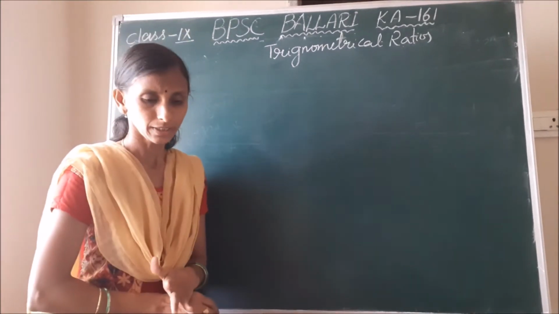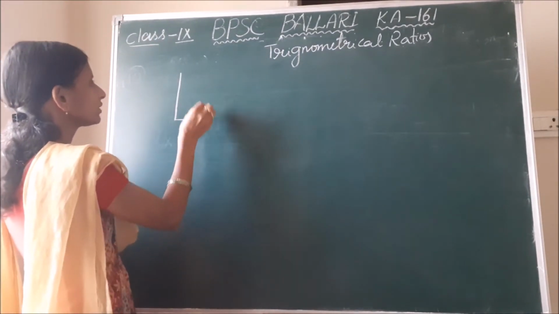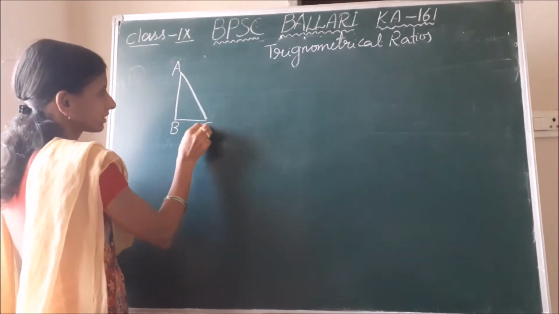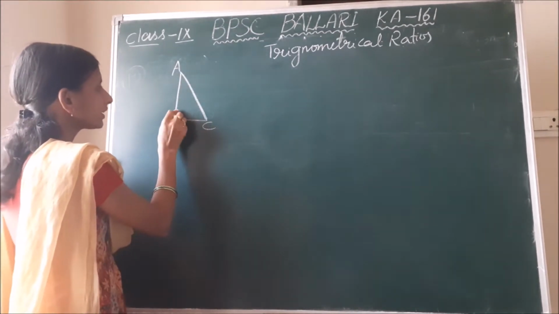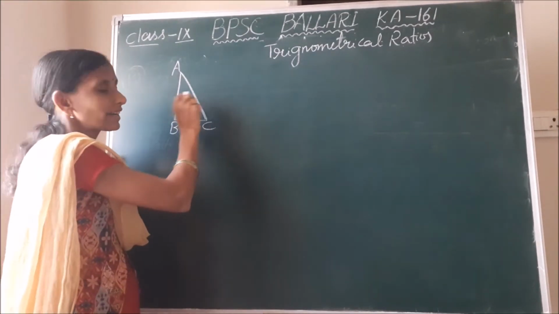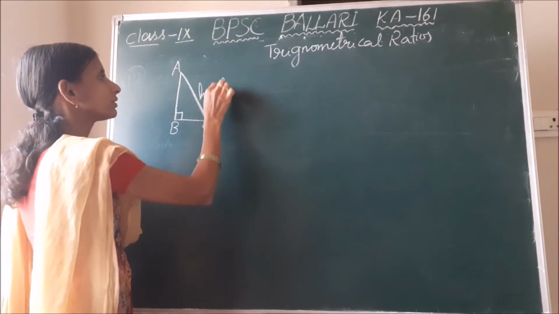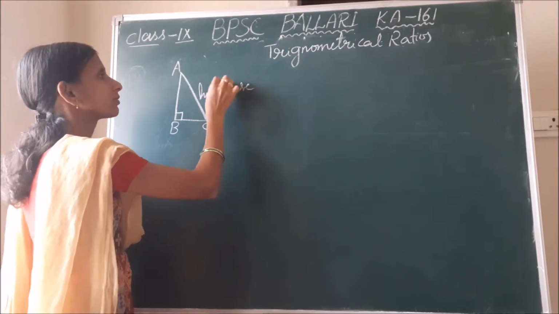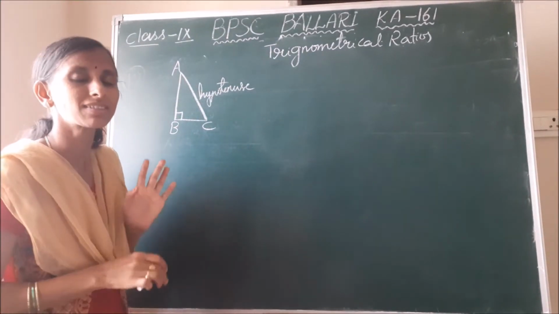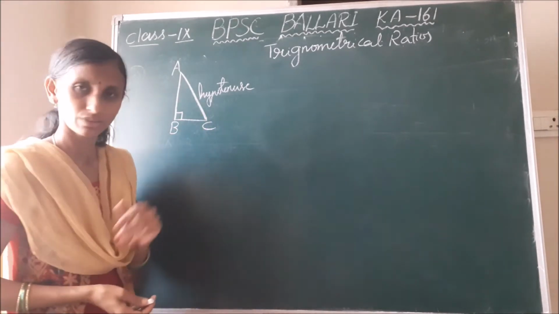Here we all know about this right angle. Now this is one right angle, A, B, C. So here it is 90 degrees. The side opposite to this right angle we call a hypotenuse. This is common for all right angled triangles. The side which is opposite to the right angle we call the hypotenuse.